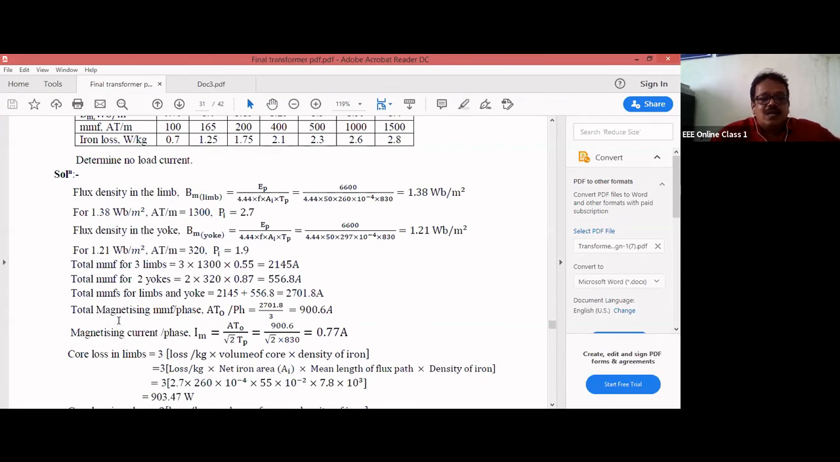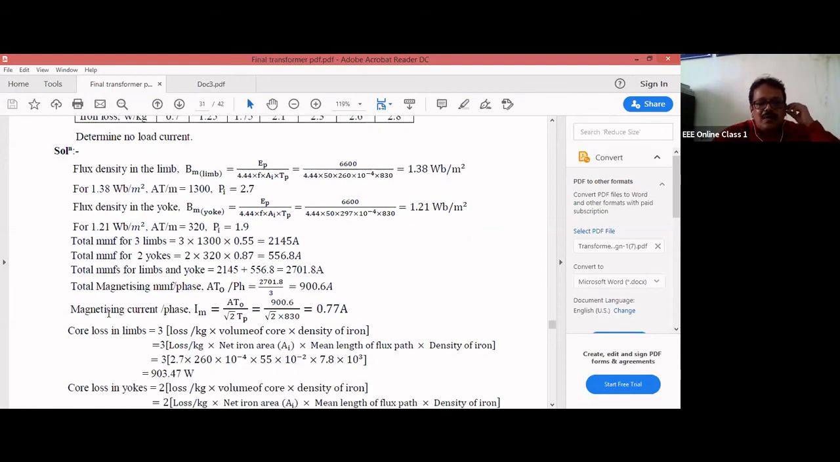So the total magnetizing MMF is 2701.8, and I record it for phase. 2701.8 divided by 3, because I am recording per phase value, gives 900.6 amperes. So total magnetizing current per phase Im is equal to 900.6 divided by root 2 into Tp. This is all per phase value. Now 900.6 divided by root 2 into 830, what you get here is 0.77.